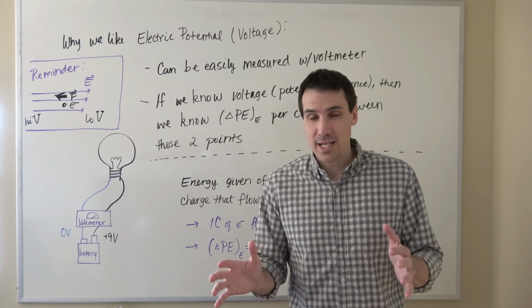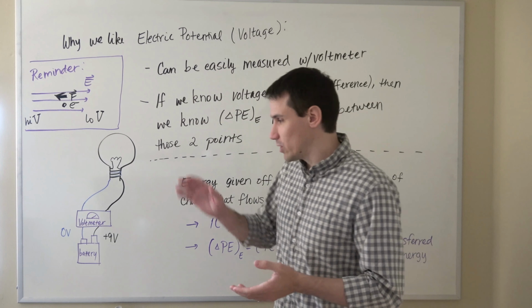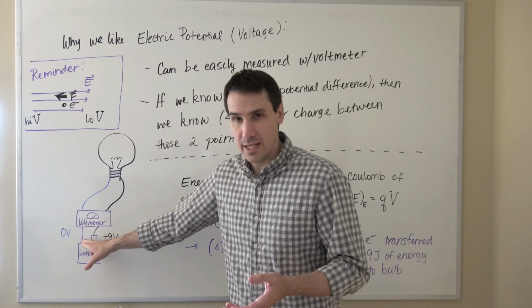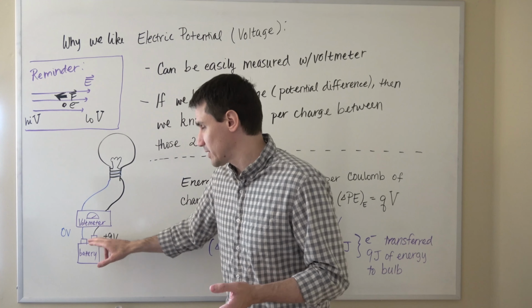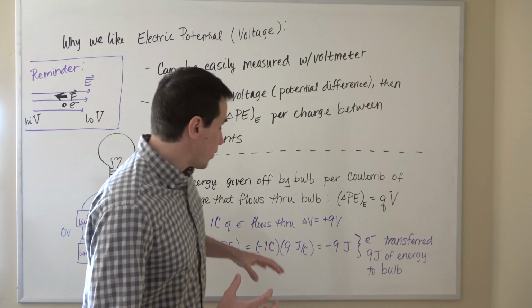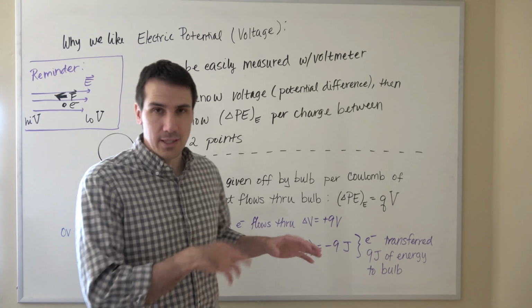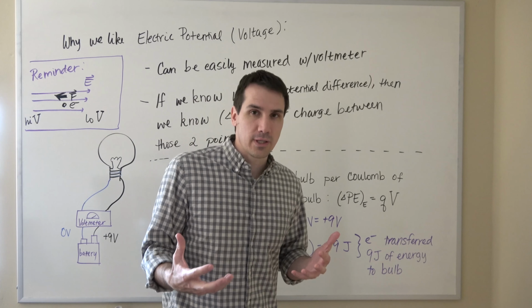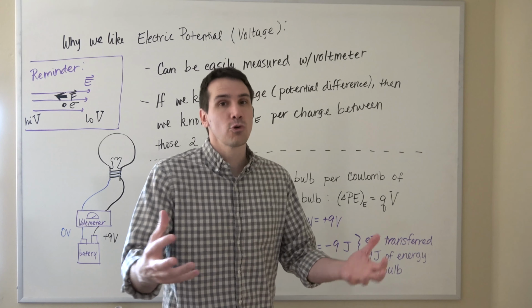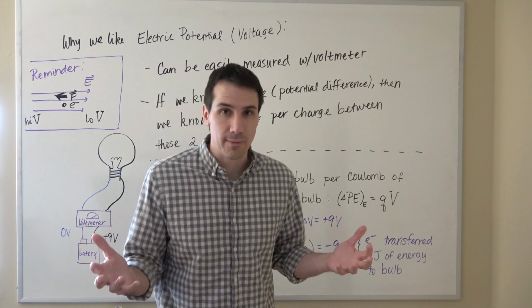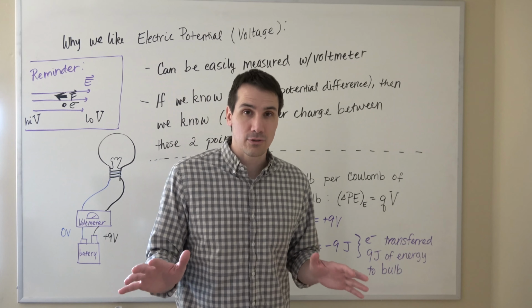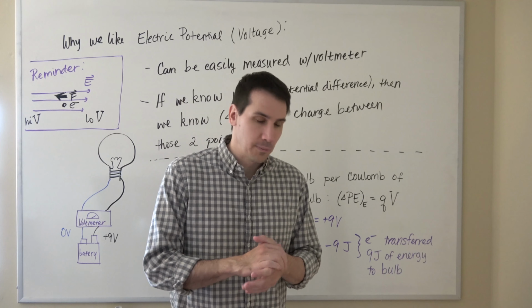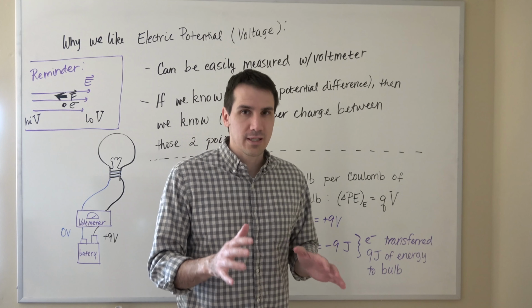But the electric potential saves us from all of that. We just say we know the electric potential we start at, we know the electric potential we end at, therefore we know the potential energy of our charge at the beginning, we know the potential energy of our charge at the end, and therefore we know how much potential energy it gave up. And we skip all of the electric field complexity and just get our final result.